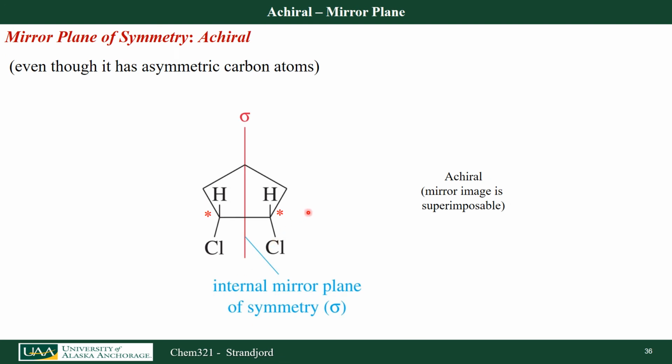I could also quickly look at molecules, and if I can draw a mirror plane inside the molecule, an internal mirror plane, I know that these molecules are going to be superimposable, so this is going to be an achiral molecule. Just noticing that there's a mirror plane in this molecule.